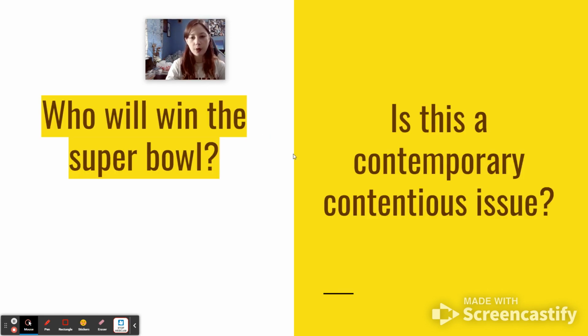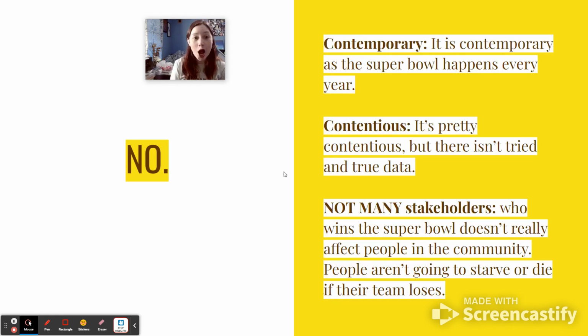Who will win the Super Bowl? Is this a contemporary contentious issue with multiple stakeholders? Contemporary, contentious, multiple stakeholders. Take a second. This one's a little tricky. Ready? Go. No. So here's the thing.